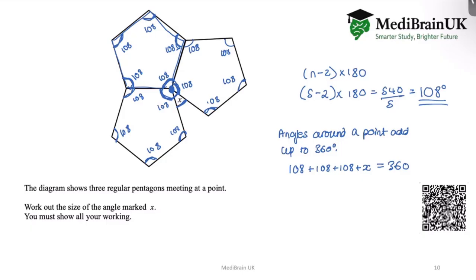So 108 add 108 add 108 is going to get you an answer of 324. And then 324 add X must equal 360. We want X to be by itself. At the moment, it's being added to 324. So let's get rid of that add 324 by doing the opposite. Let's subtract 324 from both sides. And that's going to get rid of 324 from this side. So X equals 360 subtract 324, and that's going to get you an answer of 36 degrees. So X is equal to 36 degrees as your final answer.